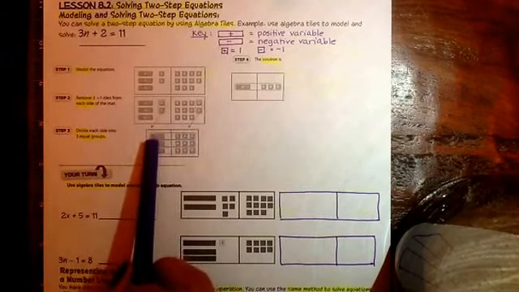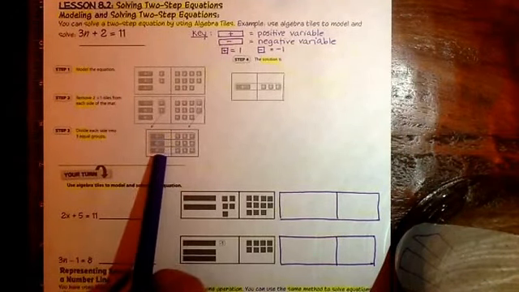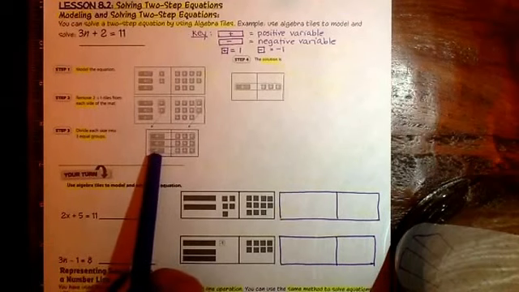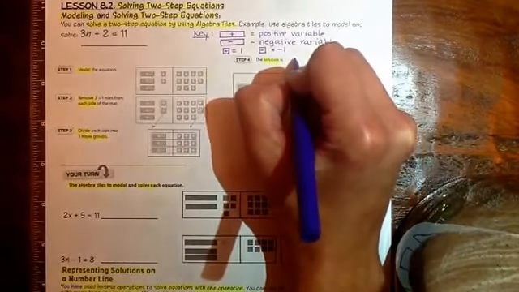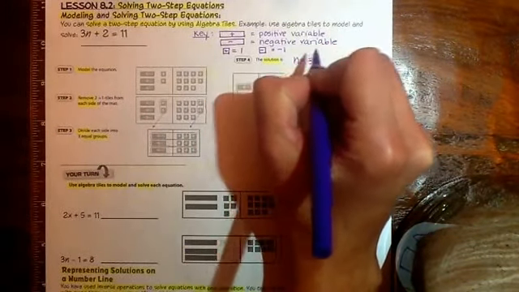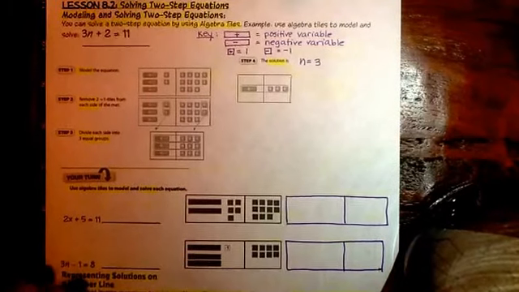If I want to know what one of the variables equals, and there's 3 of them, then I would have to divide these into 3 equal sets. So now that they're in 3 equal sets, you would know what one of them equals. One of the n's equals 1, 2, 3 positives. So the solution that this mat is showing, I want you to go ahead and write in, would be n equals 3.